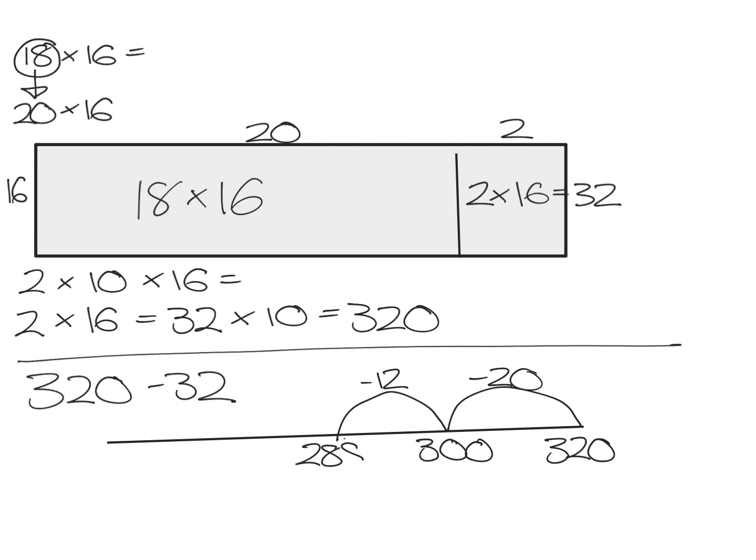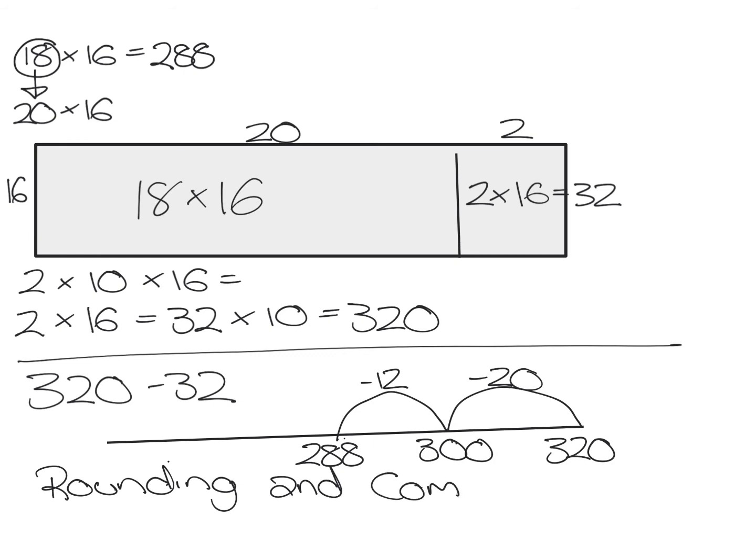So 18 multiplied by 16 is 288. Now this is using the multiplication strategy, rounding and compensating. We rounded first to 20 times 16, then we compensated by taking away 2 times 16, which is the 32.